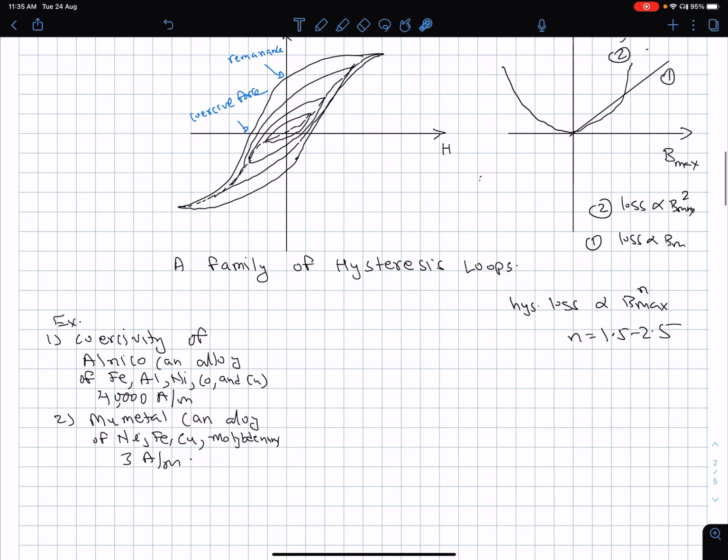So for example, the coercivity of alnico, which is an alloy of iron, aluminium, nickel, cobalt, and copper, is quite high, about 4000 amperes per meter. But if you look at mu metal, an alloy of nickel, iron, copper, molybdenum, then this is just 3 amperes per meter. So which one of the two makes a better magnet? Let's say you are designing a permanent magnet.